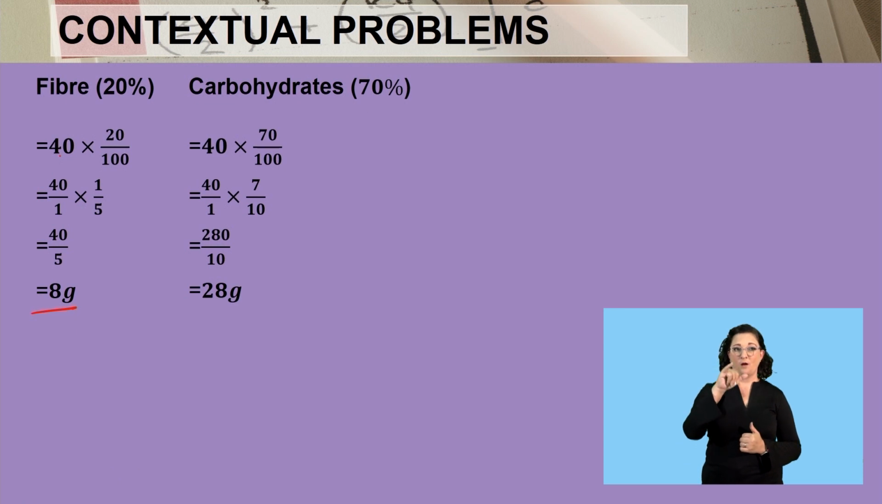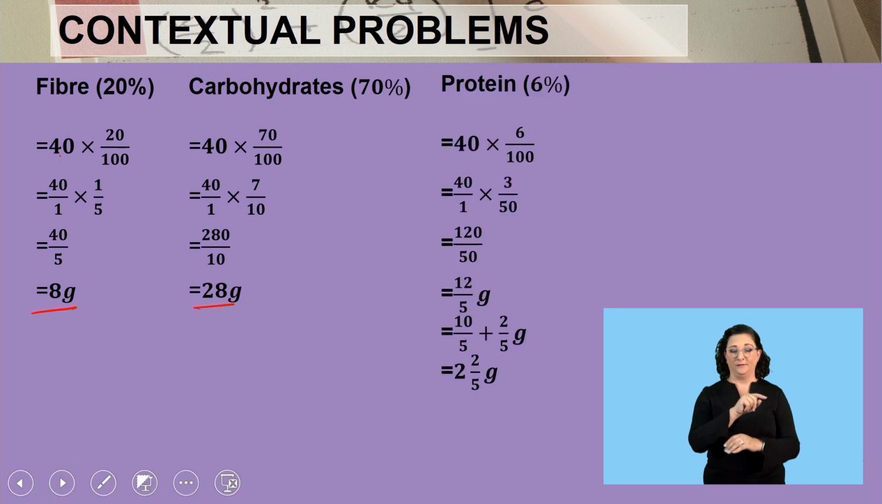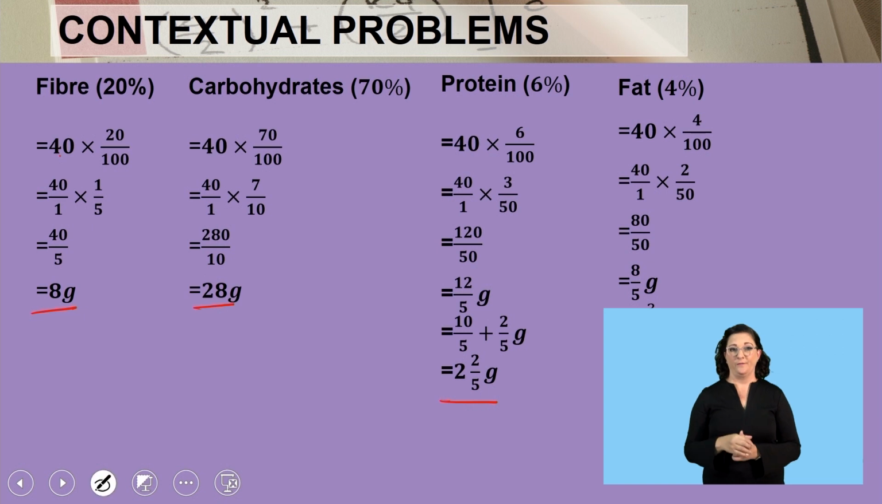Let's move on. Carbohydrates, 70%, still 40 because it's part of the 100%. So it's 70% multiplied by the 40, and that gives us 28 grams. And we move on to the next one. Protein, 6%. And that 6% is 2 and 2 out of 5 grams. And finally, 4% of fat will give us 1 and 3 out of 5 grams.